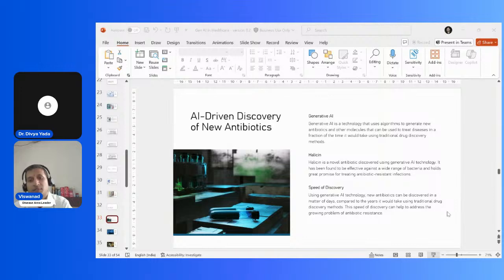The speed of discovery can help address the growing problem of antibiotic resistance, because this is very dynamic as we speak, right? The bacteria are constantly undergoing mutation and changing their resistance pattern.